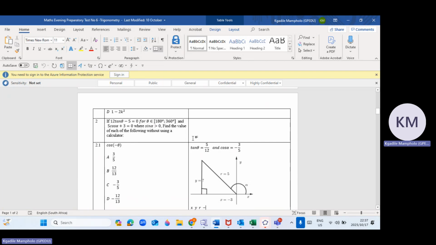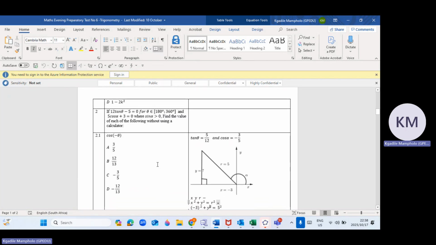So what you will do, first you'll make the tan the subject of the formula. If you have tan theta, then the 5 will go this side and become positive. Then you have tan theta equals 5 over 12. If tan theta is 5 over 12, then we know that tan is positive in the first quadrant and the third quadrant. But now it means second and fourth are out, because tan can only be positive in the first and the third quadrant. From there we check the restriction.